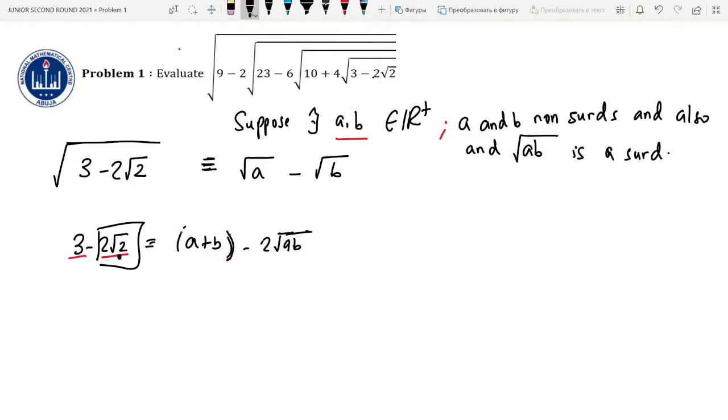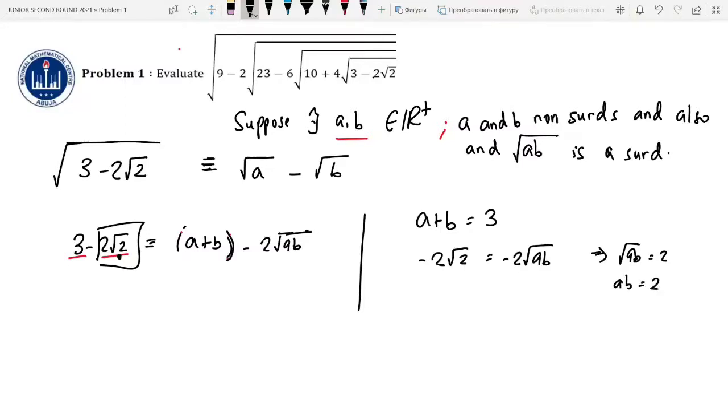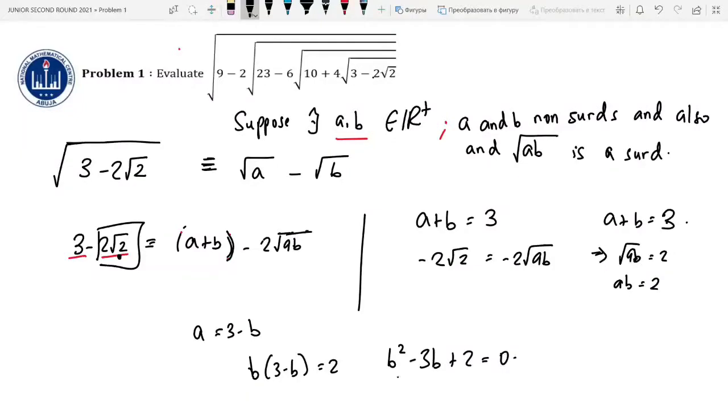Now when we compare coefficients, we get that A plus B has to be equal to 3, and minus 2 root 2 has to be equal to minus 2 root AB. So that would mean that root AB should be equal to 2, which should mean AB is equal to 2. So A plus B is 3, AB is equal to 2. There are a lot of ways of finding A and B. We can select A equals 3 minus B, then plug it in here. So B times (3 minus B) is equal to 2. So we get that B squared minus 3B plus 2 is equal to 0. Then from here, I'll get (B minus 1)(B minus 2) is equal to 0. So it implies that B is equal to 1 or 2.